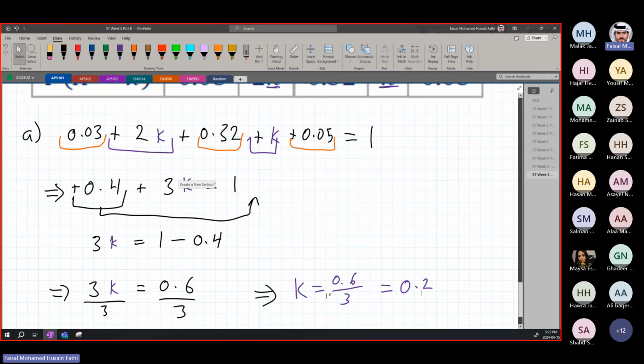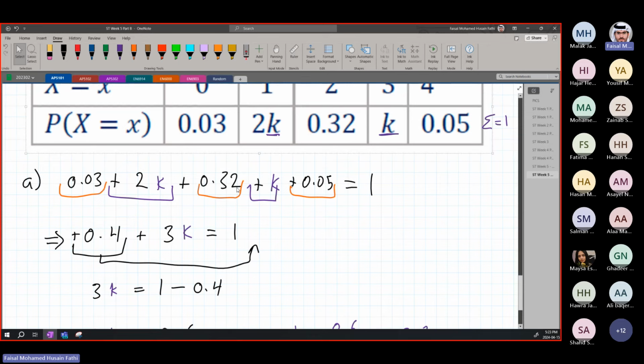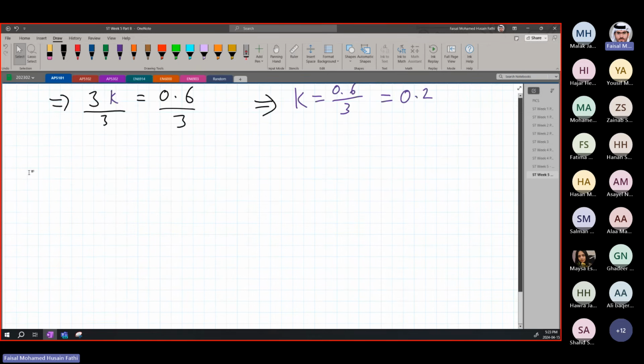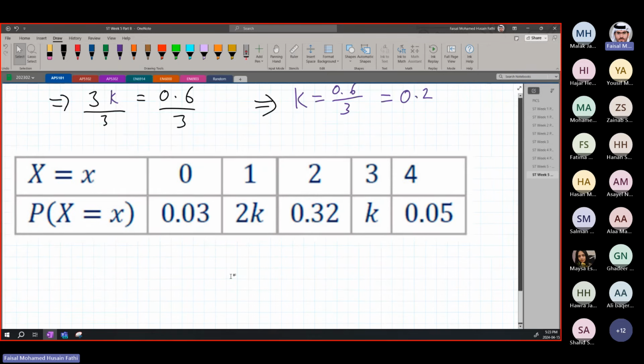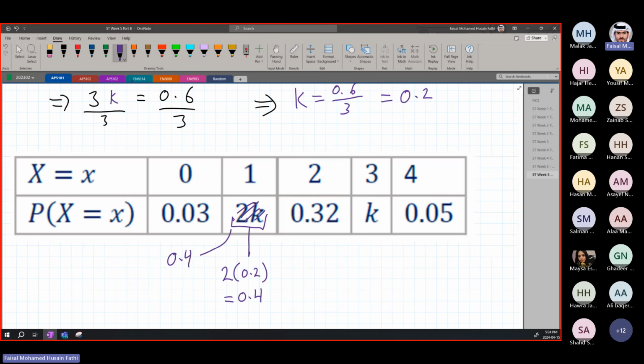Now that we have found k to be 0.2, we can rewrite this table with the actual probabilities. This part is 2 times k, so instead we can say this is 2 times 0.2, which is equal to 0.4. So now this part over here has become 0.4. All right?